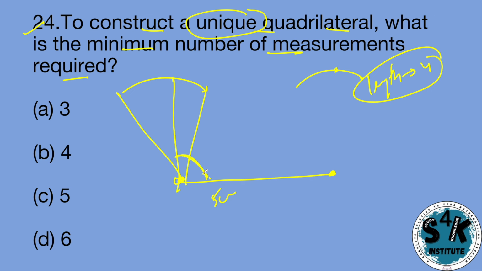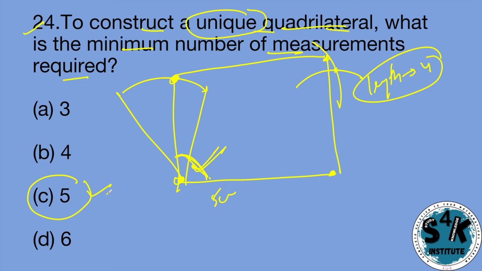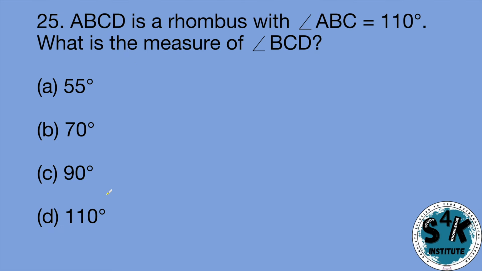Let's take this angle, so now I know this is 5, and I will take another 5 here and mark it here, and then I will join it to this. So I will need at least one angle to have the exact measurement of the quadrilateral. So to construct a unique quadrilateral, you need a minimum of 5 measurements. Question number 25. ABCD is a rhombus with angle ABC equal to 110 degrees. So let's make a rhombus.